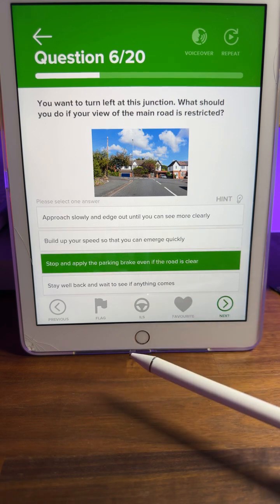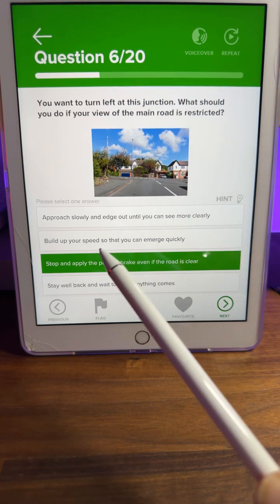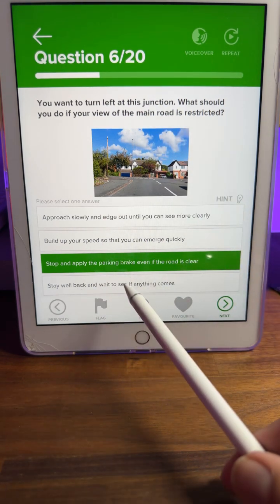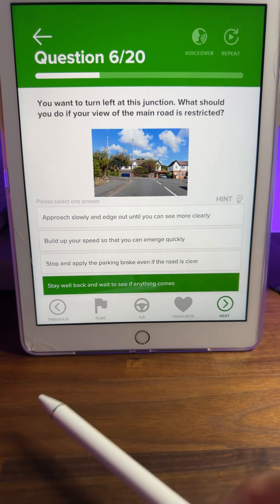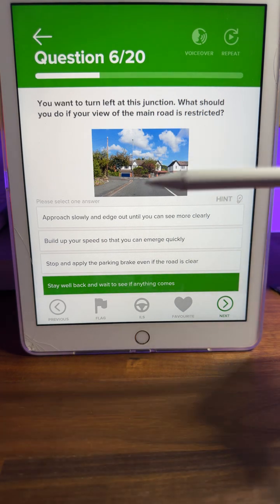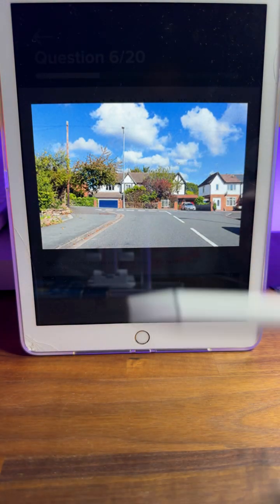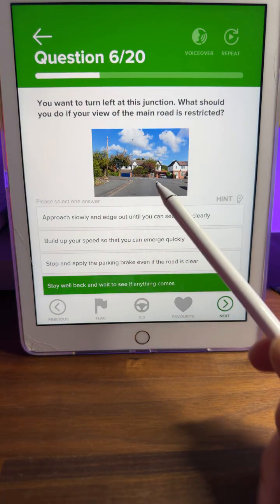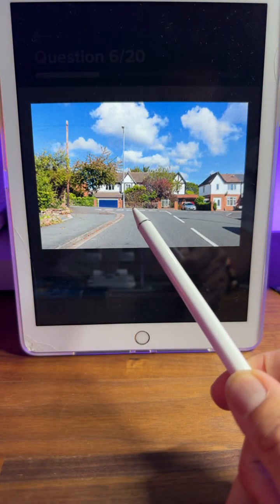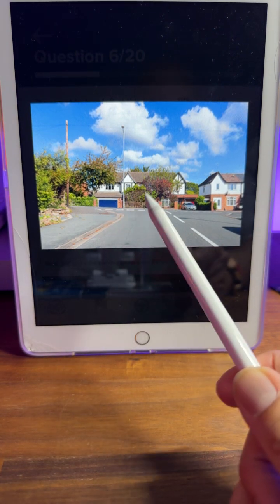All right. Stop and apply the parking brake even if the road is clear. What if the road is clear? Why are we stopping? And why are we putting the handbrake on? Handbrake being the parking brake, okay? D, stay well back and wait to see if anything comes. But that means basically, if you're really far back, how can you see even better? You can't. So you shouldn't really stay well back. We know at the moment this junction is closed, so you should get right up to the give way line as close as you can, right up to it, and then lean forward and really check, and then edge out slowly, yeah?